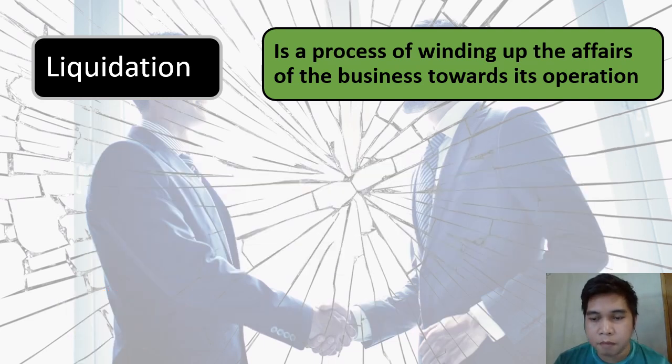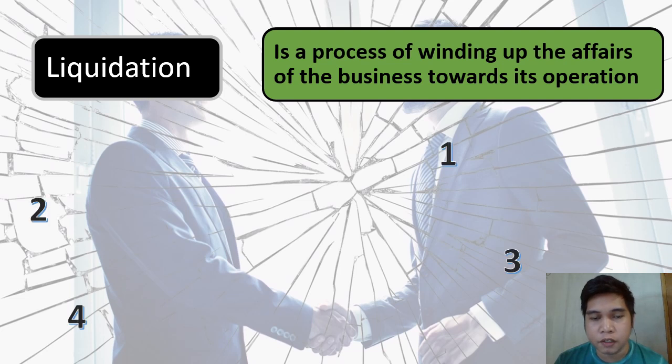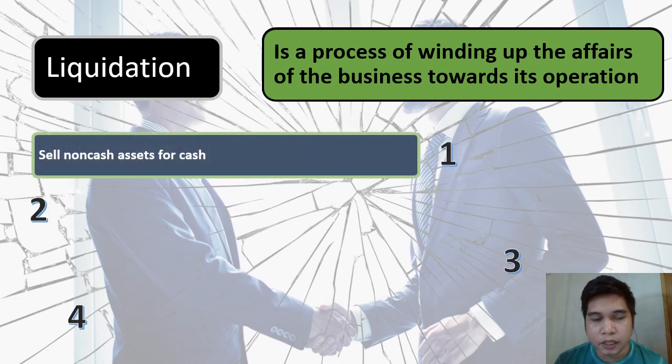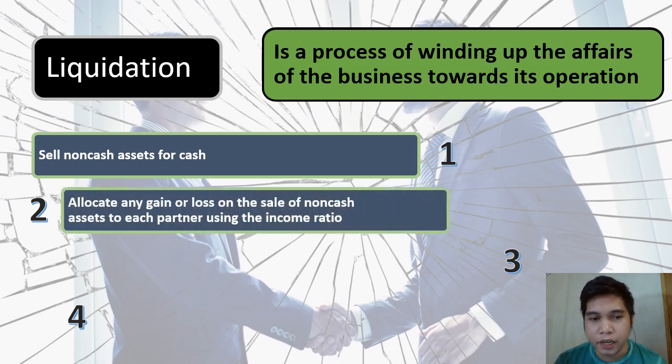Okay, so in case walang problem yung liquidation, ito po yung mga major activities na pwede nating ma-encounter. So we have 4. Under 4, meron tayong number 1 dyan. Una nating gagawin is sell non-cash assets for cash. Of course, dahil liquidation na yan, we have to convert all non-cash asset into cash para i-distribute sa partner afterwards. Then after selling the non-cash asset, of course, magkakaroon po yan ng either gain or loss. So yung gain or loss na ma-incur natin doon sa pagbenta, it has to be allocated to the partners using their profit and loss ratio.